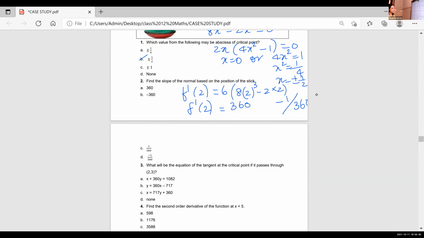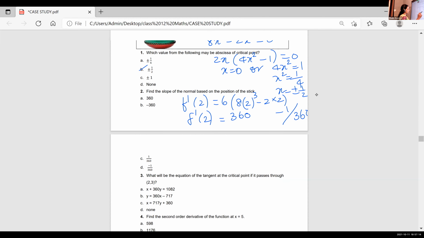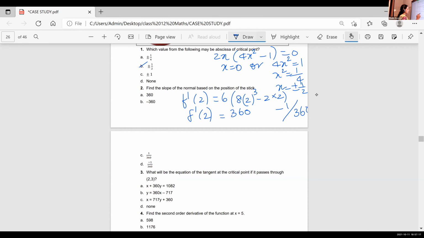What will be the equation of the tangent at the critical point if it passes through 2, 3? What is the critical point? What is given? The tangent passes through the point 2, 3, isn't it? For the equation of the tangent at the critical point, what do we know? F dash of x is 0, isn't it? So what will be the equation of the tangent?